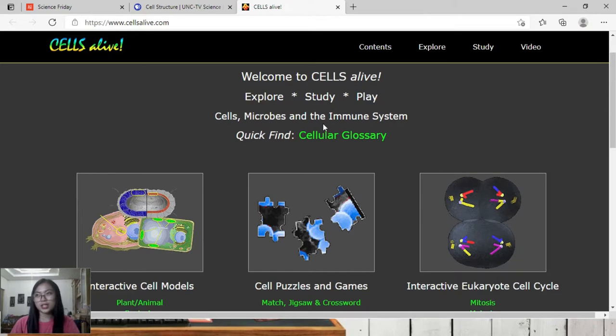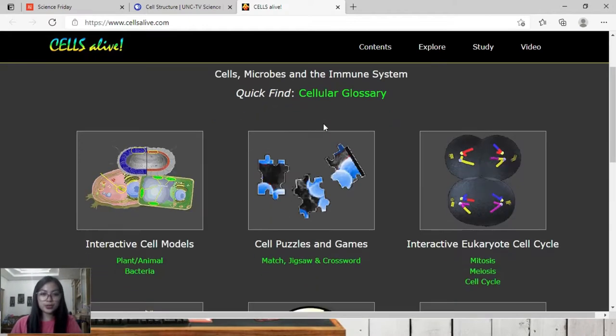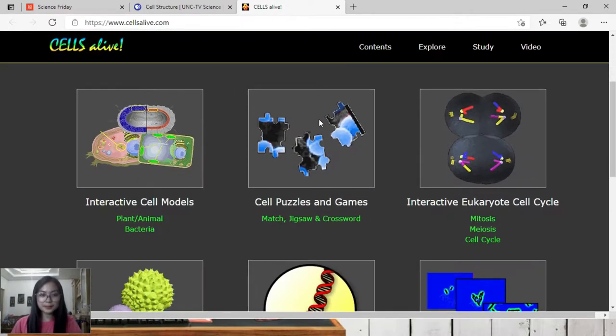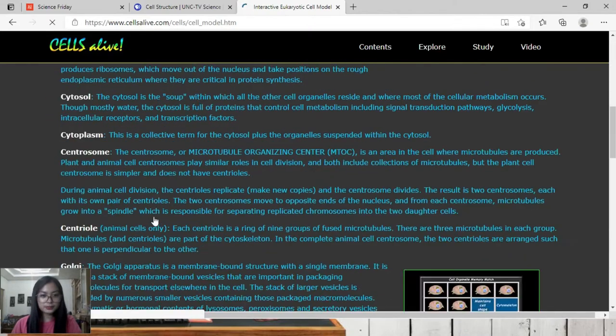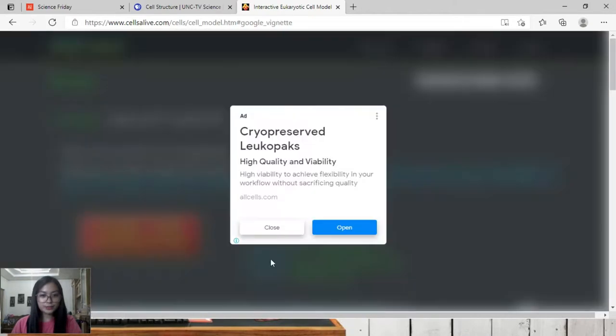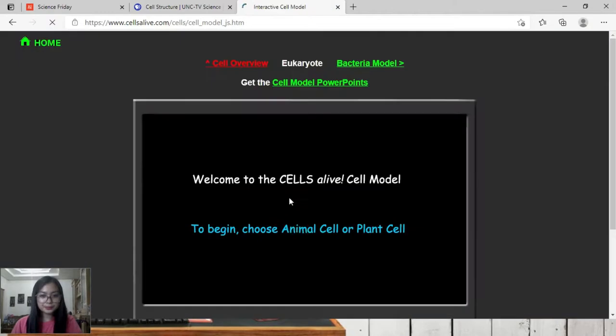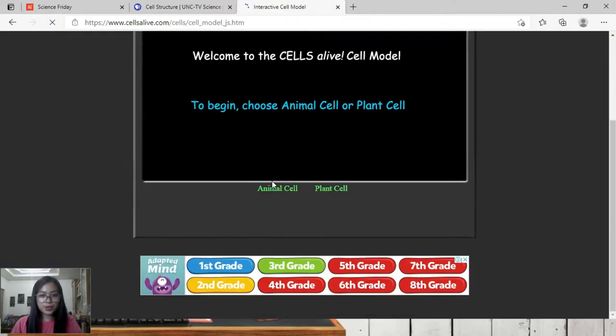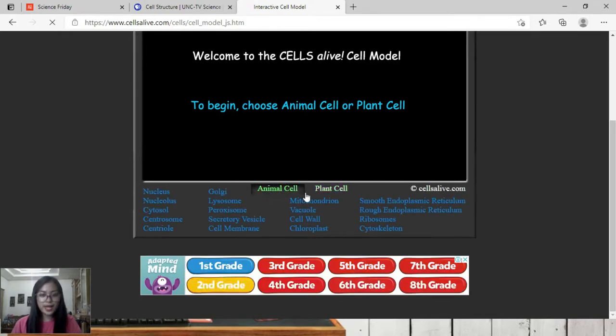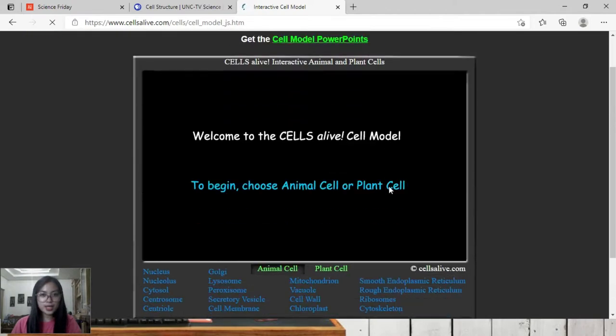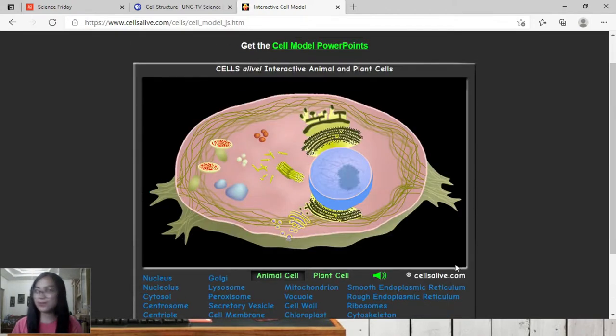So if we are teaching in face-to-face classroom instruction, or of course for the students having internet connection at home, they can explore this website. So there are interactive cell models. Okay, let's try to click this interactive cell model, then start animation. So there are also options whether we want animal cell or plant cell. So let's try to have animal cell. Let's look what's inside the animal cell.